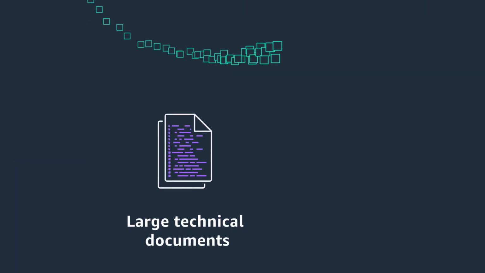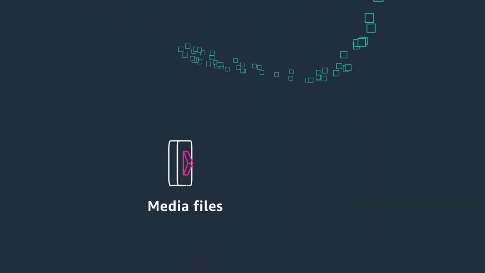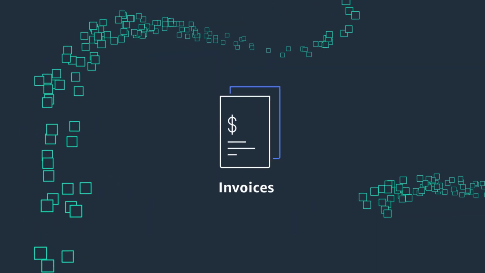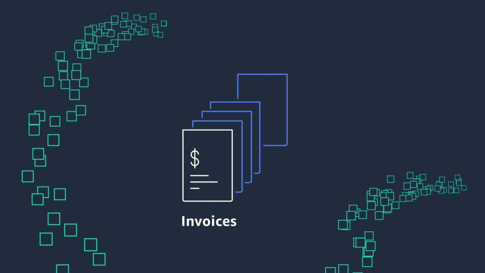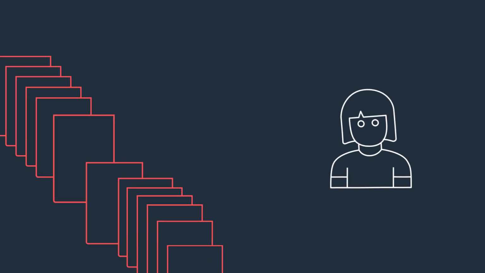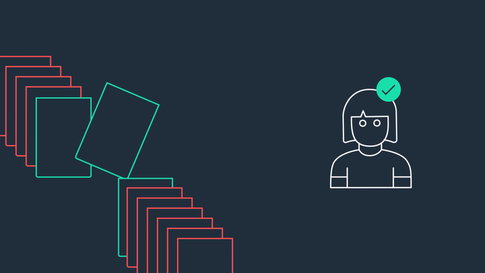Whether you're working with large technical documents, media files, or invoices, AWS SFTP supports recurring or occasional data sharing processes. Working with common authentication systems, your users always have the correct secure access to exchange important files.